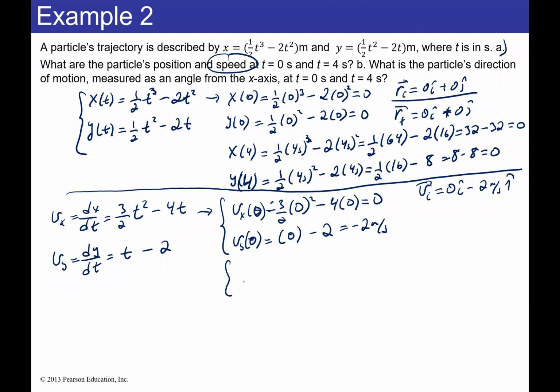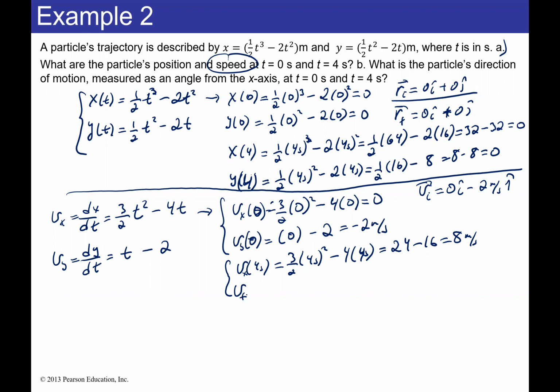So then let's look at the same thing in terms of the V final, which is basically V at 4 seconds. So this will be 3/2 times 4 squared minus 4 times 4. 4 squared is 16, and half of 16 is 8. 3 times 8 is 24, minus 4 times 4 is 16. So I get 8 meters per second. This is in the x.